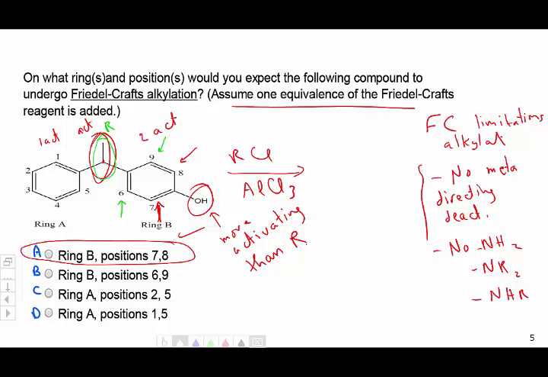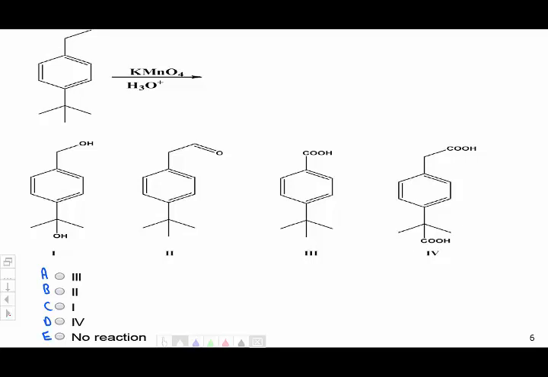alkylated. Now, either 7 or 8, it's symmetrical. So whether it ends up on 7 or on 8, it's exactly the same. It's a symmetrical molecule. This is why I put 7 and 8 together, 6 and 9 together, because they are symmetric. Okay. Let's do this one. So A is the most popular answer. A is the right answer.